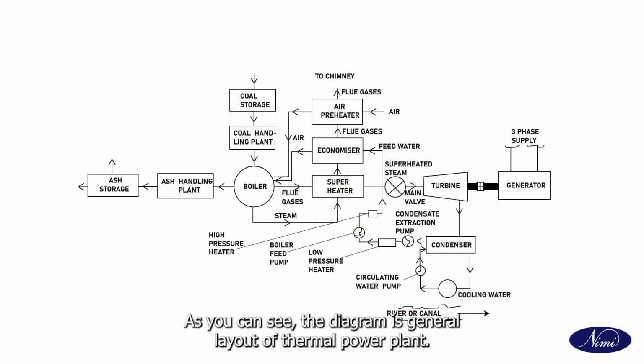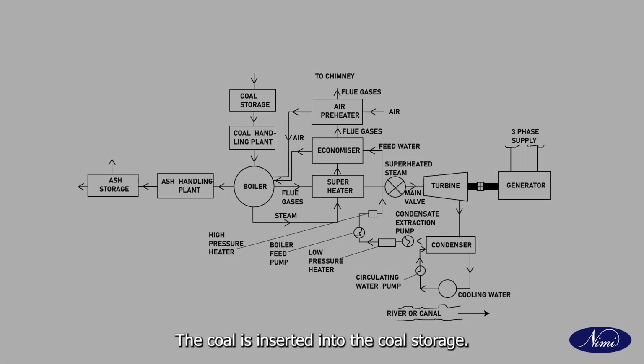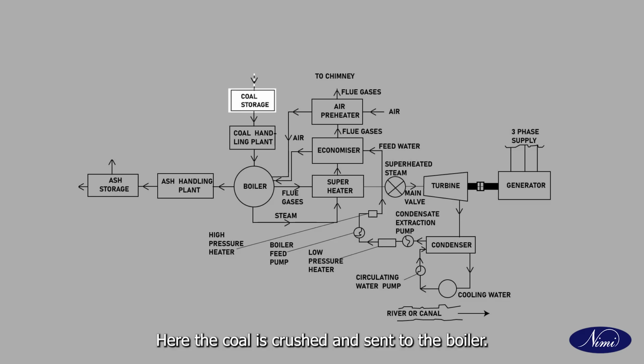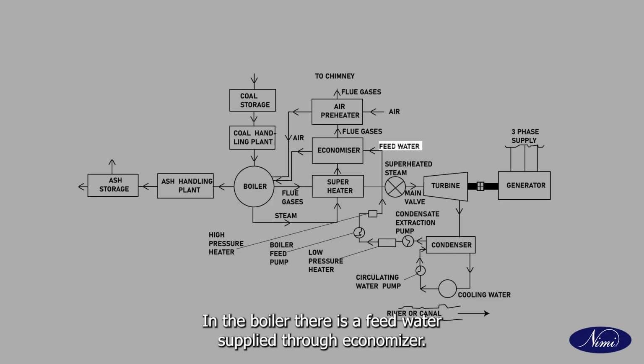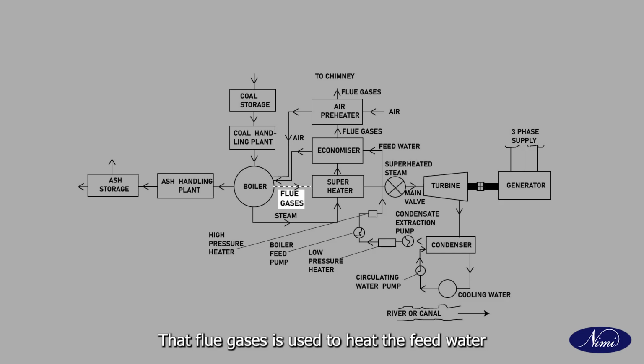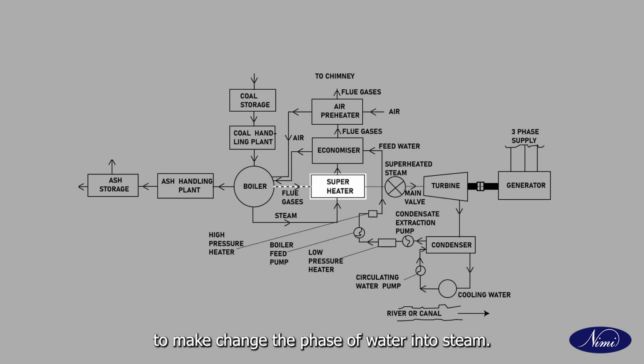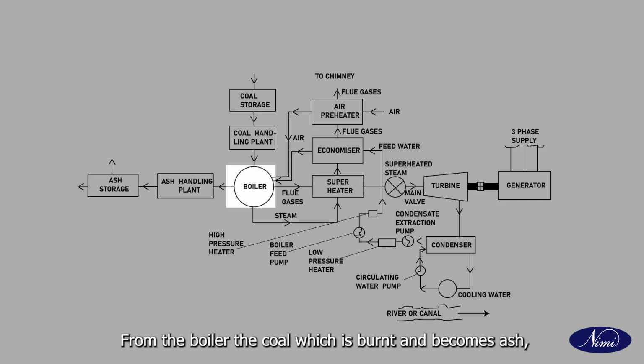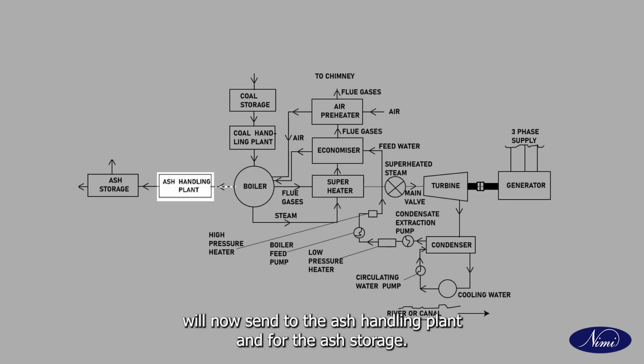Thermal power plant working. As you can see, the diagram is the general layout of a thermal power plant. The coal is inserted into the coal storage. Here, the coal is crushed and sent to the boiler. In the boiler, feed water is supplied through the economizer. The coal is heated here. It produces flue gases. Those flue gases are used to heat the feed water to change the phase of water into steam. From the boiler, the coal which is burnt and becomes ash is sent to the ash handling plant and further to ash storage.